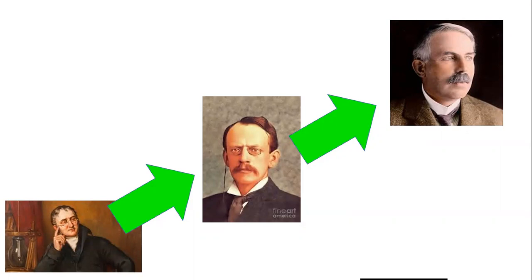showed that this idea was incorrect. He demonstrated that all of the positive charge of an atom is actually concentrated in a tiny central region called the nucleus. Rutherford surmised that electrons move around the nucleus like planets around the sun.